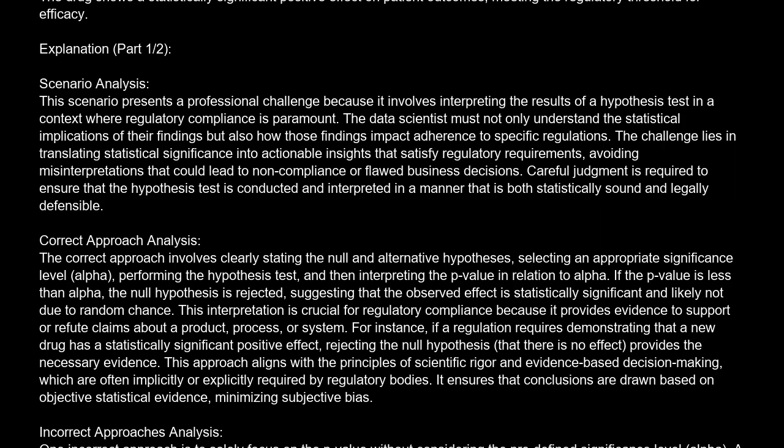Correct approach analysis. The correct approach involves clearly stating the null and alternative hypotheses, selecting an appropriate significance level, alpha, performing the hypothesis test, and then interpreting the p-value in relation to alpha. If the p-value is less than alpha, the null hypothesis is rejected, suggesting that the observed effect is statistically significant and likely not due to random chance.